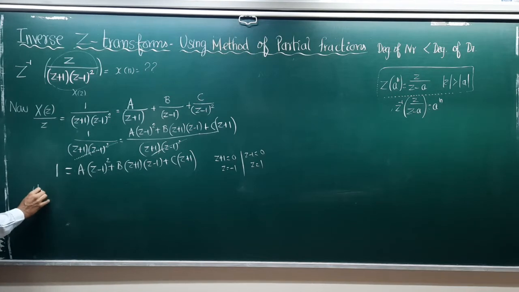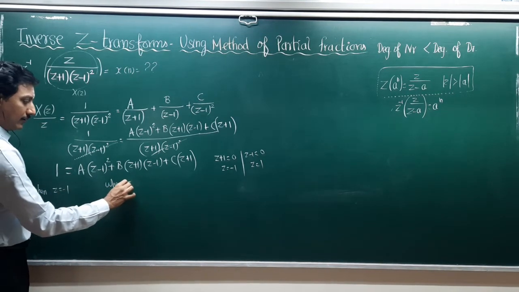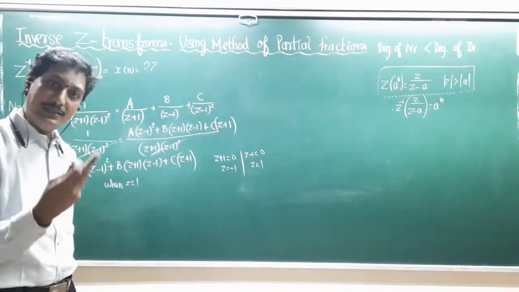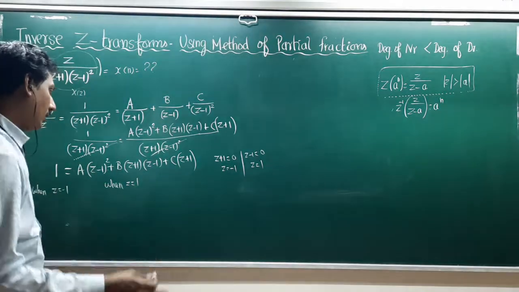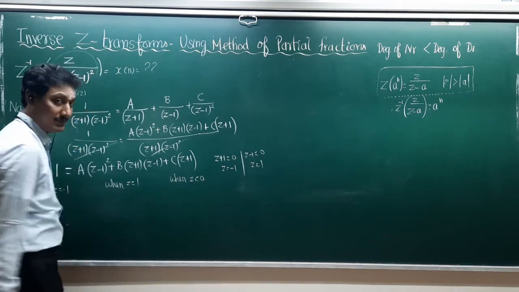So there are two possible cases. When z is equal to minus 1, what happened? When z is equal to plus 1, what happened? By using minus 1 and plus 1, we will easily get two constants among the three. To find the third one, how to get the third one? Let us choose z equal to 0. So this is the third possible case.